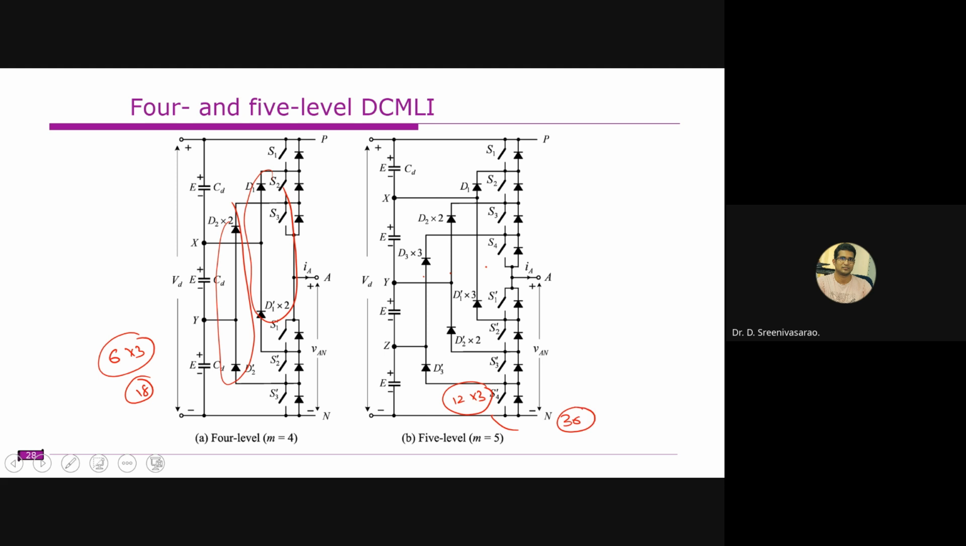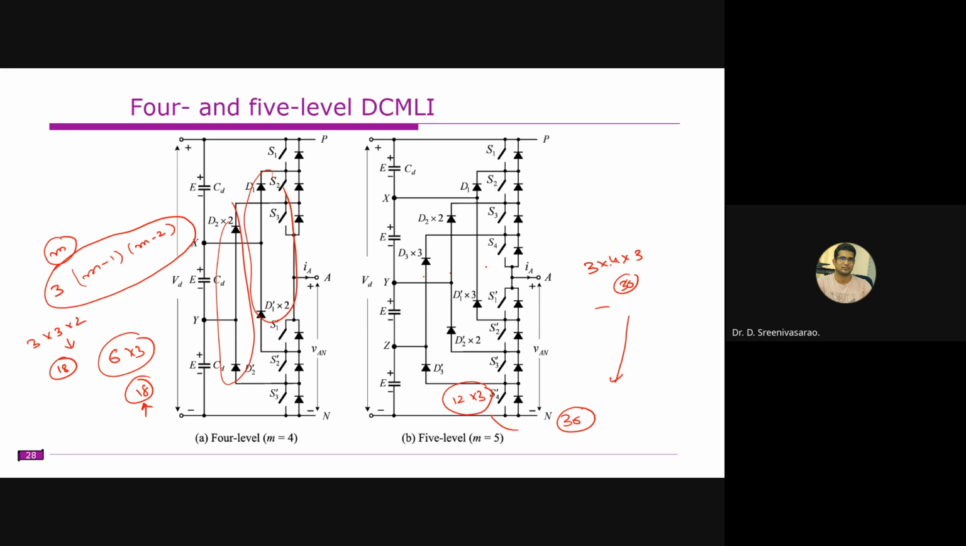Usually for M level, you require M minus 1 times M minus 2 diodes per phase. In case of 3 phase, it will be 3 times M minus 1 into M minus 2 clamping diodes. You can cross check here. For example, 4 level inverters, so 3 into 4 minus 1 is 3, and M minus 2 is 2, so you will get 18 here. In case of 5 level inverter, it is 3 into M minus 1, which is 4, and M minus 2, which is 3, so 3 into 4 into 3, 36 diodes are required here. So M minus 1 into M minus 2 per phase is required, and for 3 phase, 3 into M minus 1 into M minus 2.